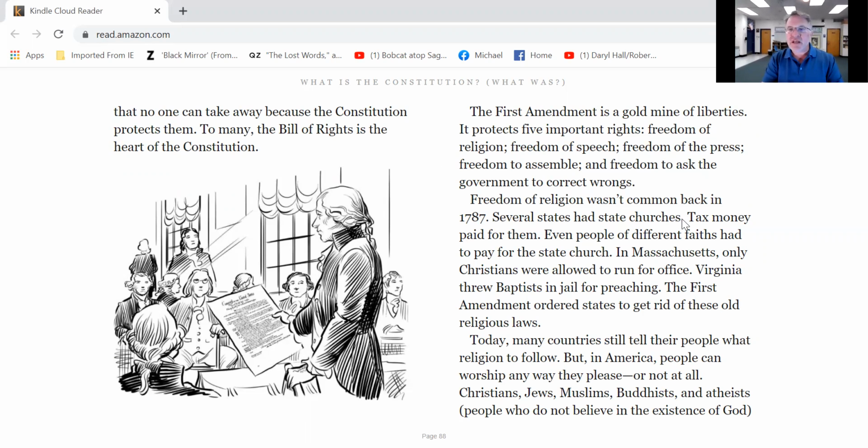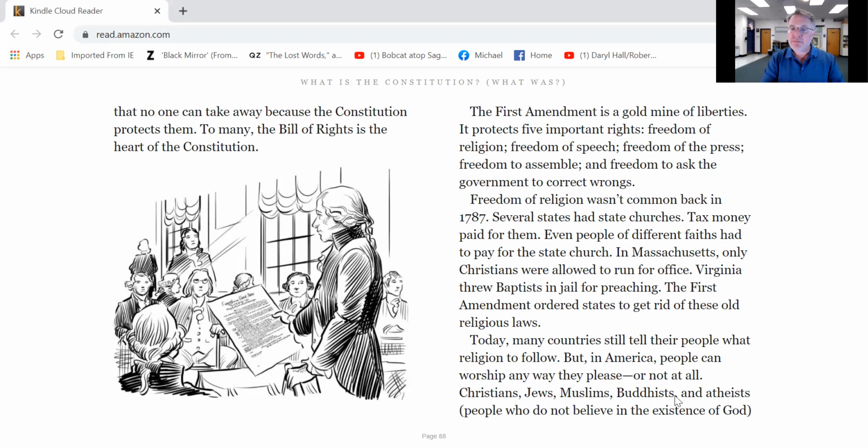Freedom of religion wasn't common back in 1787. Several states had state churches. Tax money paid for them. Even people of different faiths had to pay for the state church. In Massachusetts, only Christians were allowed to run for office. Virginia threw Baptists in jail for preaching. The First Amendment ordered states to get rid of these old religious laws. Today, many countries still tell their people what religion to follow. But in America, people can worship any way they please, or not at all.